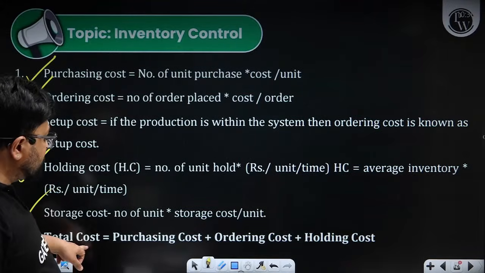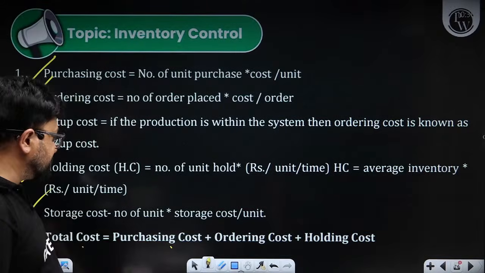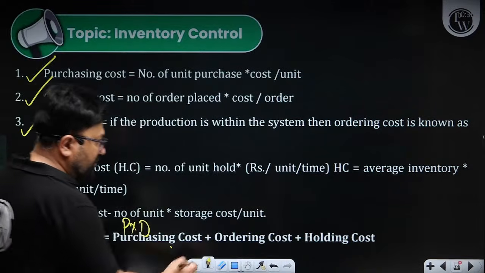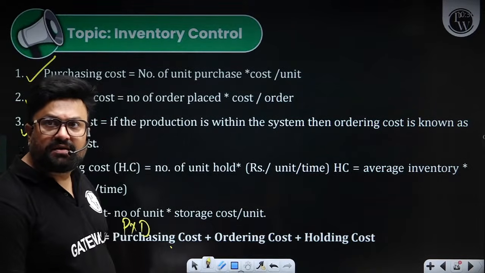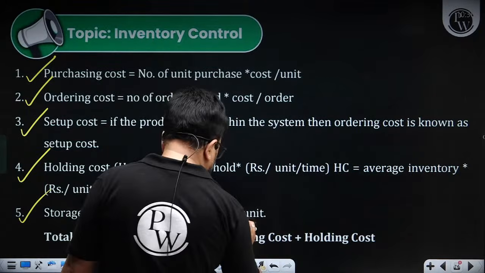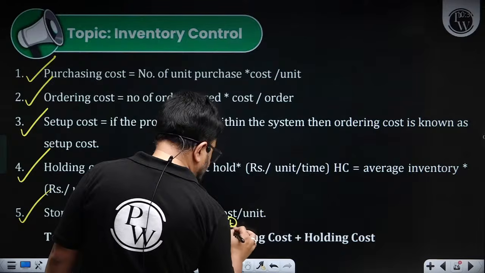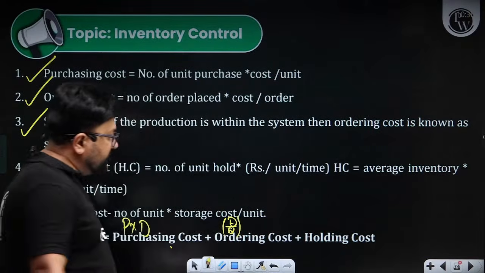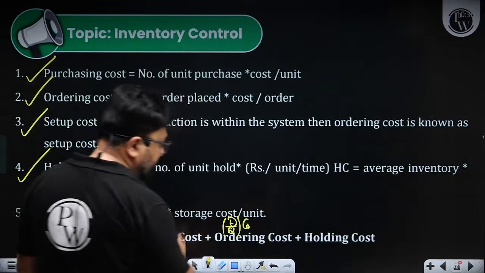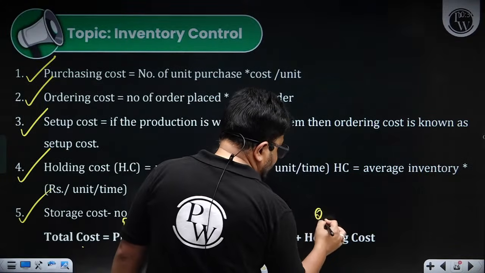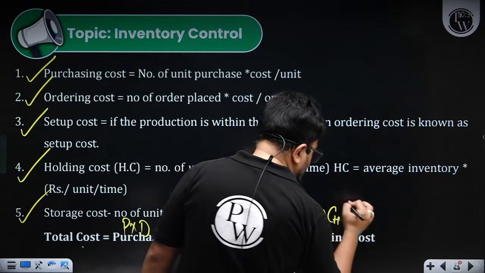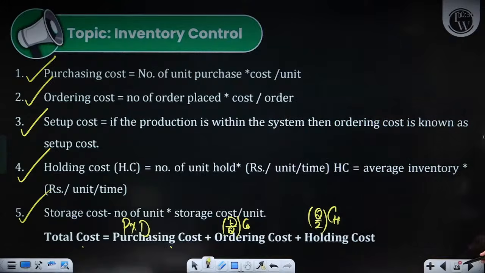So what is the total cost? Purchasing cost is the purchasing price per unit item times D, the annual demand. Ordering cost depends on how many orders you are placing: D, the annual demand, divided by the quantity you order each time, multiplied by the ordering cost per order. Plus the average quantity in the inventory multiplied by the holding cost. So this is the total cost.